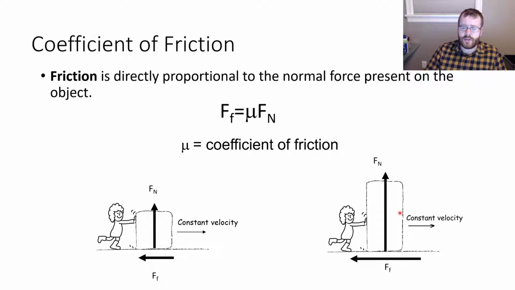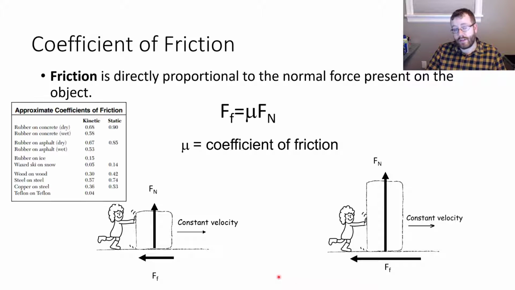Over here, we have just two examples. We have two boxes. This one has a greater weight. It's a bigger object. You can see that it also has a greater normal force. Because it has a greater normal force, it has a greater friction.